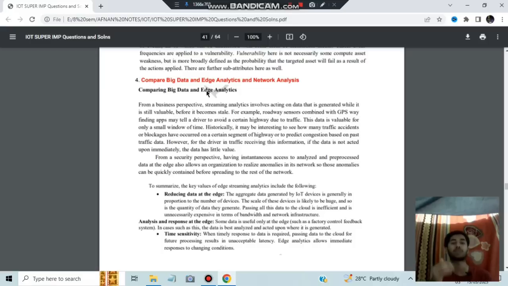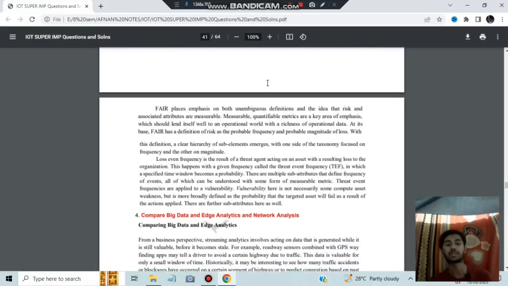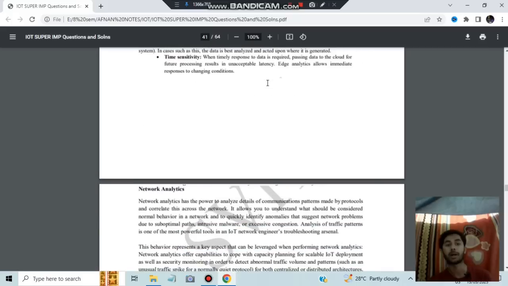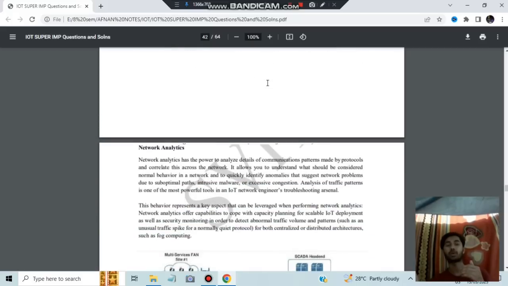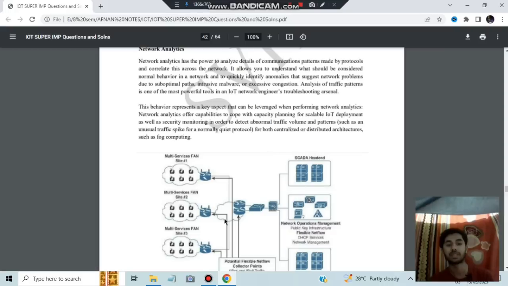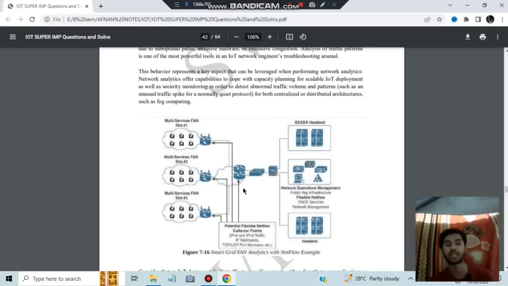Okay, edge analytics also requires that. Last one, which is network analysis. In network analysis, we will be transferring the data from one part to another. That also. Okay, so big data stores, edge data processes, network data transfers the data. So here the architecture is given, how the data is actually transferred through the network layers. You can go through it.